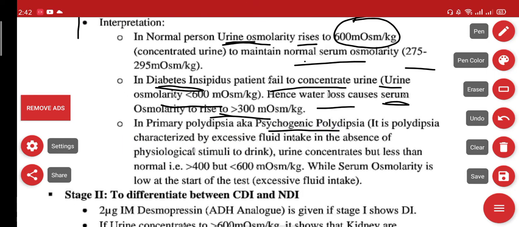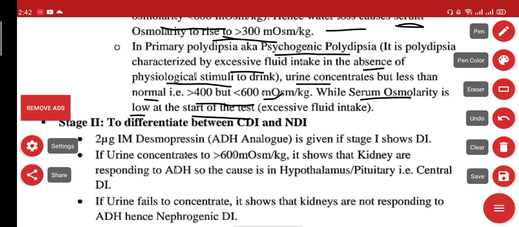Now there is another condition, which is not actually diabetes insipidus, called psychogenic polydipsia. Psychogenic polydipsia is characterized by excessive fluid intake in the absence of physiological stimuli to drink. The patients are just psychologically driven to take more and more water. The urine concentrates but less than normal, so it will be greater than 400 but fewer than 600 milliosmol per kg. Greater than 600 milliosmol per kg is the normal concentration in a normal patient, so in these there will be between 400 to 600. Serum osmolarity is low at the start of the test because they are taking lots and lots of fluid.